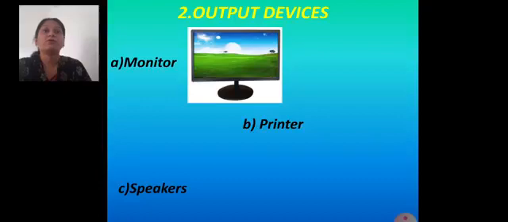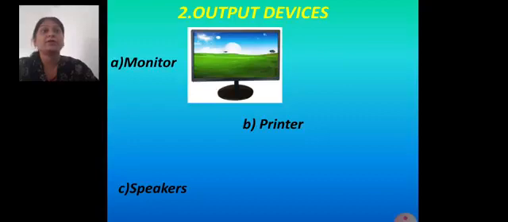If I want to draw something on the computer, it will be displayed on the monitor. If I use the mouse to point out something, I point it on the monitor. The monitor displays the screen, and on that screen I point it out.